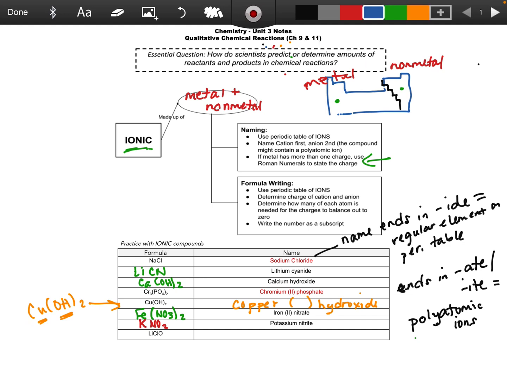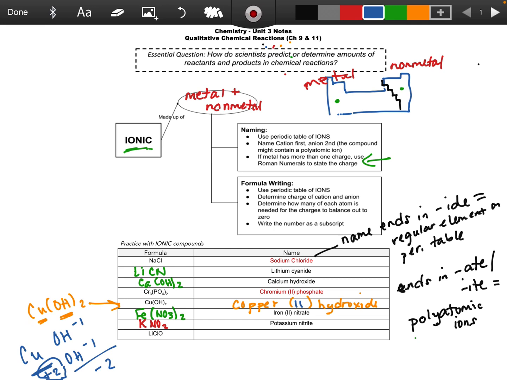So from this formula, we have 1 copper and we have 2 hydroxides. Each hydroxide is -1, which means your total negative charges would add up to -2, which means copper has to be +2 because it has to balance out the positive and negative charges. So the Roman numeral, remember, represents the charge of the metal. So it would be copper(II) hydroxide.